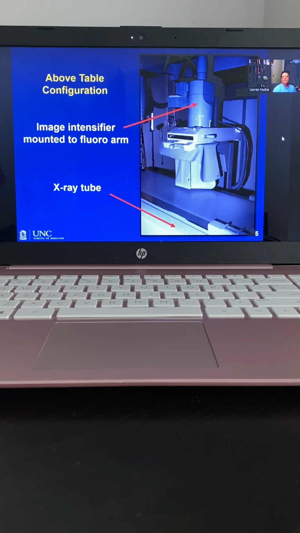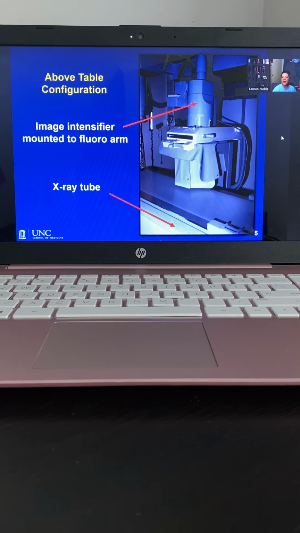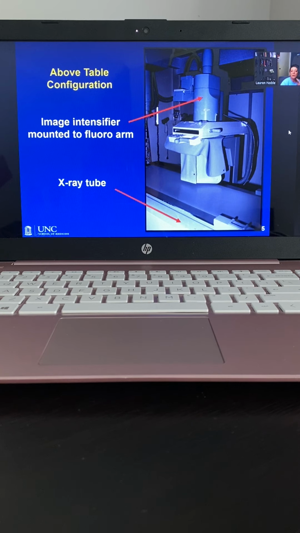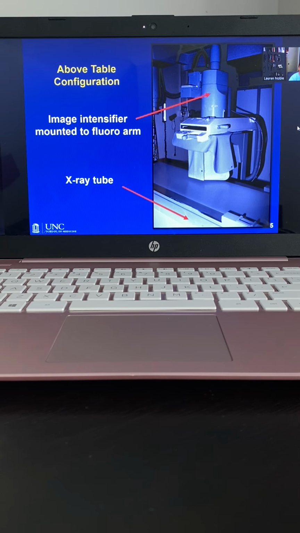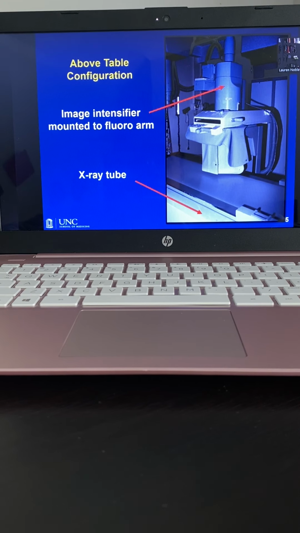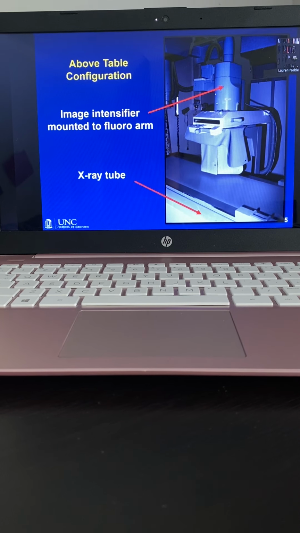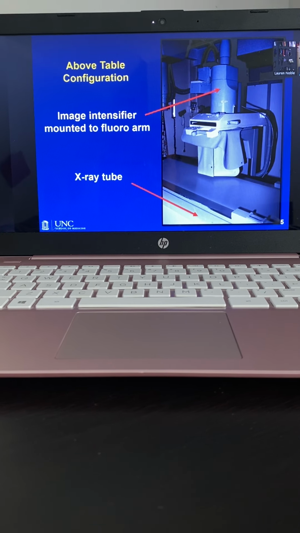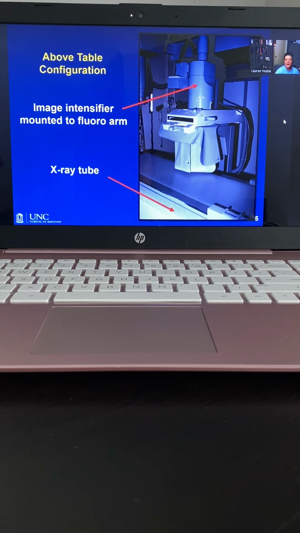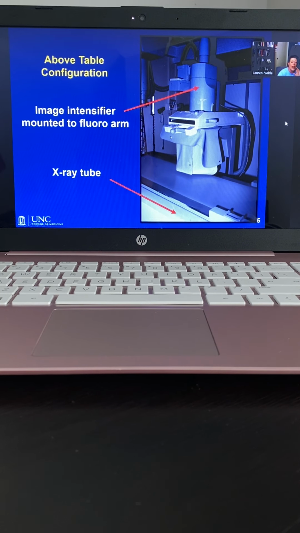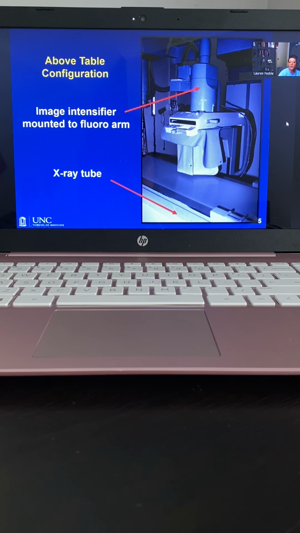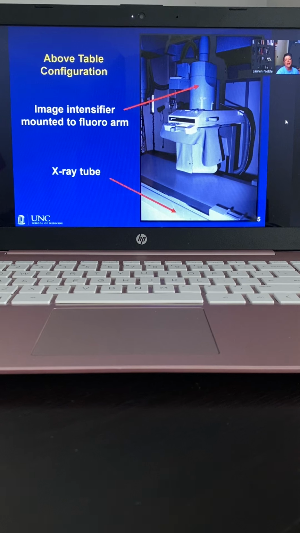In terms of configurations, you'll see the image intensifier in one of two locations. This type of configuration is referred to as an above table configuration because the image intensifier unit is located above the X-ray table. This is the actual image intensifier in here, and it's mounted to what we call the fluoro arm. This is the extension piece that will pull over the table. We've got it down in our lab, and we'll take a look at it in that last lab that we have. And then the X-ray tube is underneath the table. So it's mounted under the table.